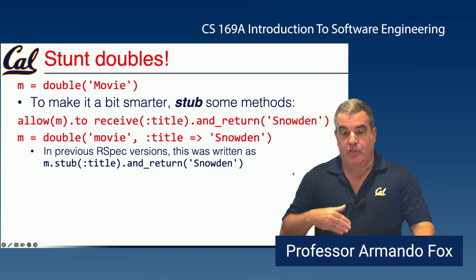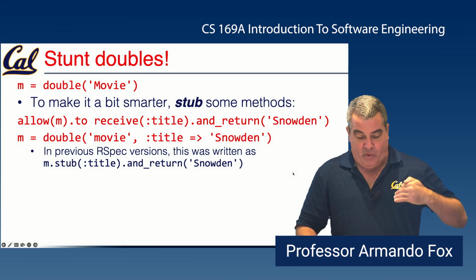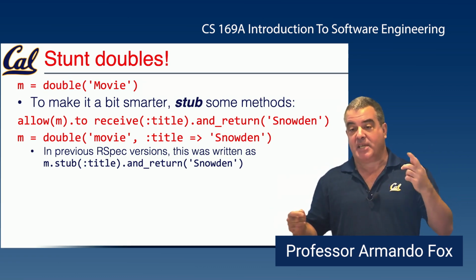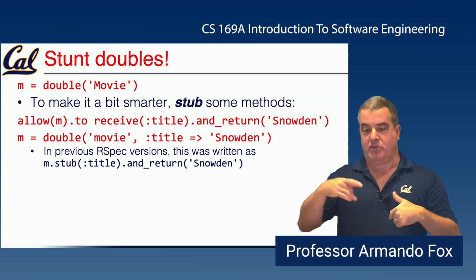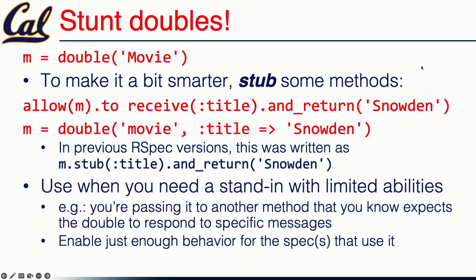And by the way, there are other more sophisticated versions of this. Like you can say, create this double, and the first time someone calls it, it should return this. But the second time, it should return this, and the third time, it should return this, and so forth. So there are a lot of facilities, but basically what you're creating is a little stunt double that isn't a real movie, but it's going to stand in for one in your tests. So the minimum number of behaviors that basically allow it to fulfill the role that is required in a test.